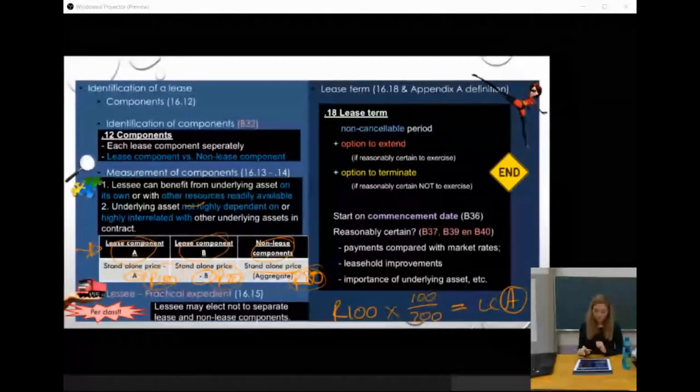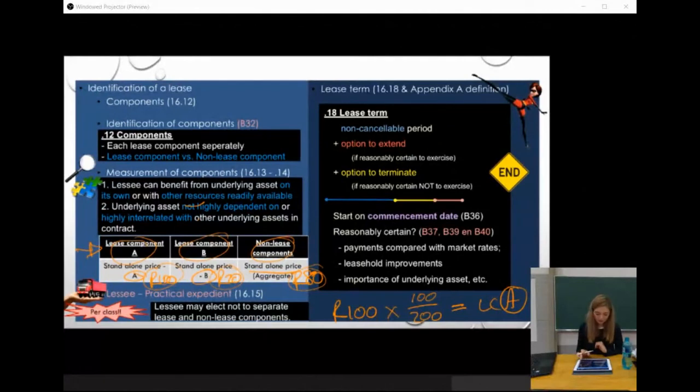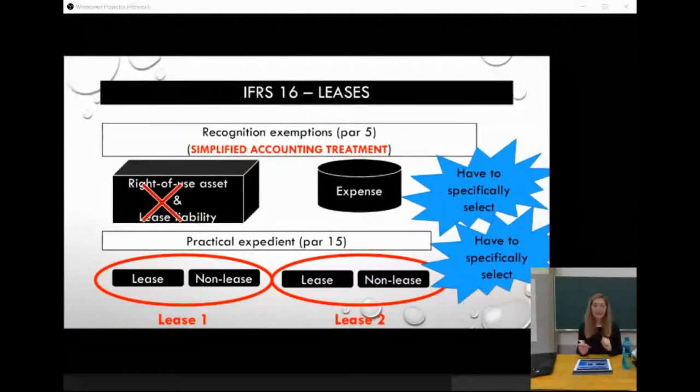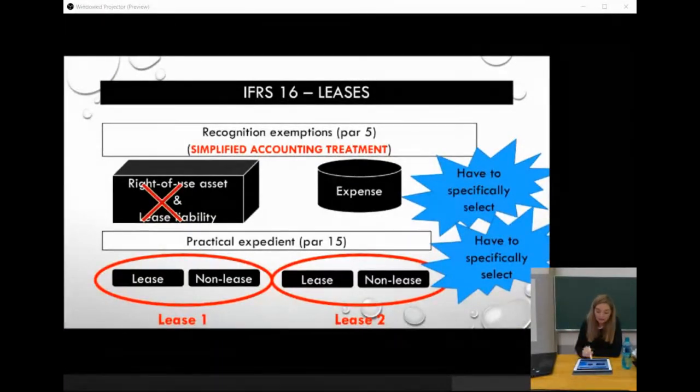Okay, the lease term, what about the lease? Oh, and then we have the practical expedient, where the lessee again can decide per class not to separate the lease and the non-lease components. So the lessee might say, no, I'm not going to separate them, I'm just going to treat it as one lease component. So take note here of the difference between the recognition exemption and the practical expedient.